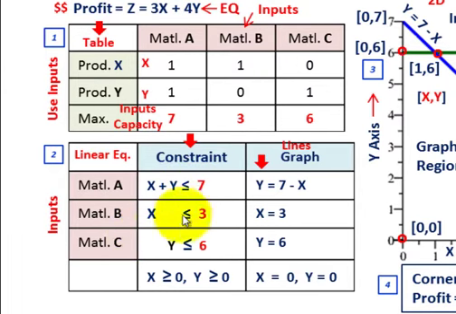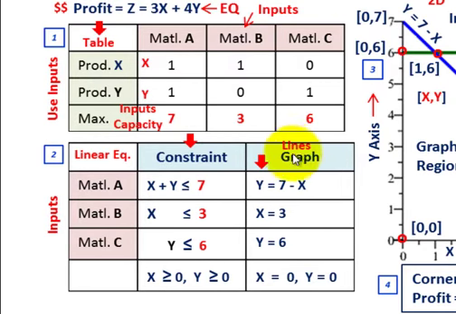And then for material C, let's go up to our table. Product Y uses only 1 unit, product X uses none, but it has a maximum capacity of 6. So in our constraints, Y, that 1 unit, has to be less than or equal to 6. And of course, X and Y have to be greater than or equal to 0; we don't deal with negative amounts in this case. Those are our constraints, our linear equations. The next thing we have to set up is some lines, and we're going to be graphing this out on a 2 and a 3-dimensional plot.